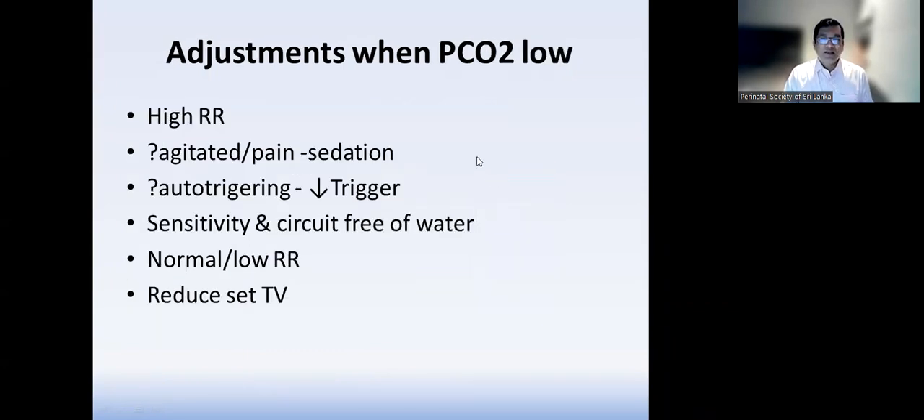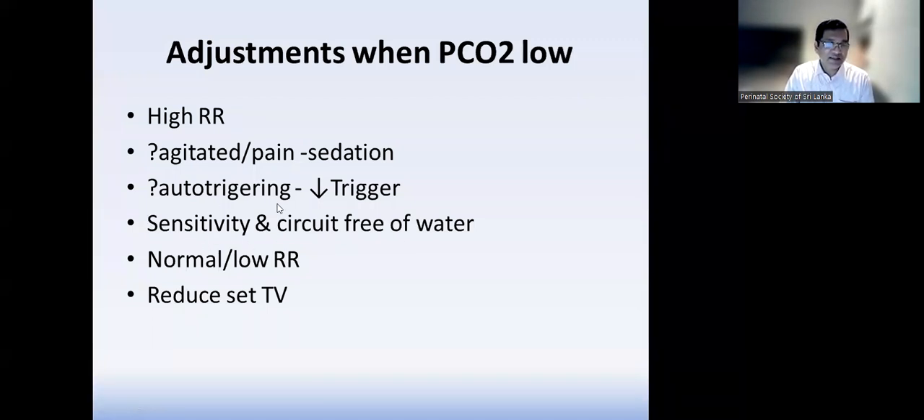And adjustment when the carbon dioxide is low, when there's too much carbon dioxide washout: check the rate. See whether you can come down in the rate, and see whether the baby is agitated and whether the baby is sedated. And auto triggering. If there's water inside the ventilator circuit, there can be auto triggering, and auto triggering can cause unnecessary carbon dioxide washout. So check the sensitivity and keep the circuit free of water.